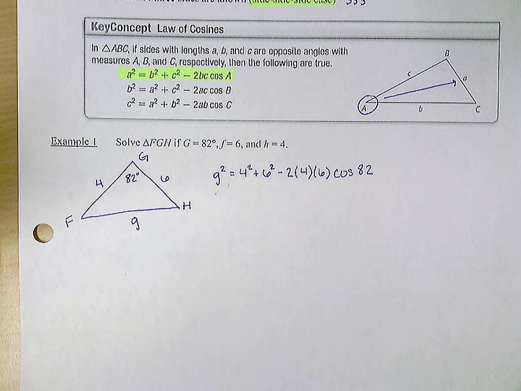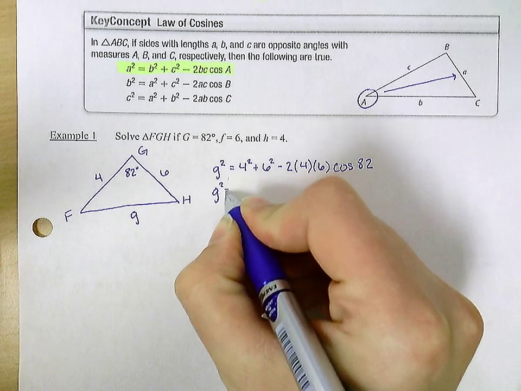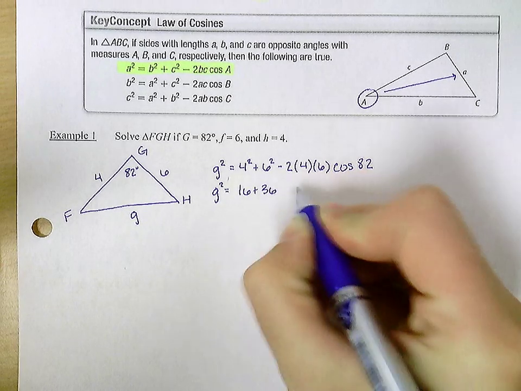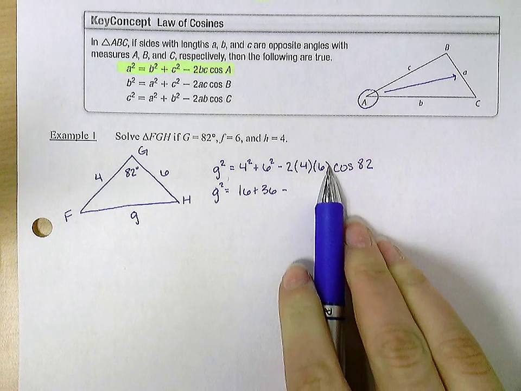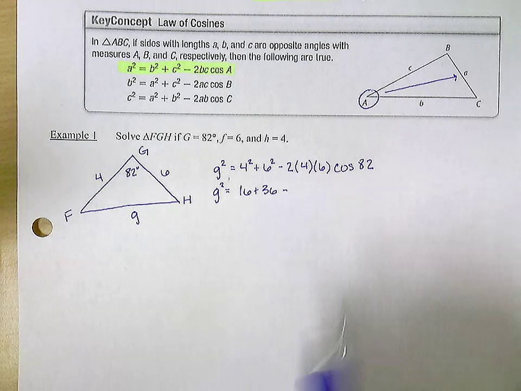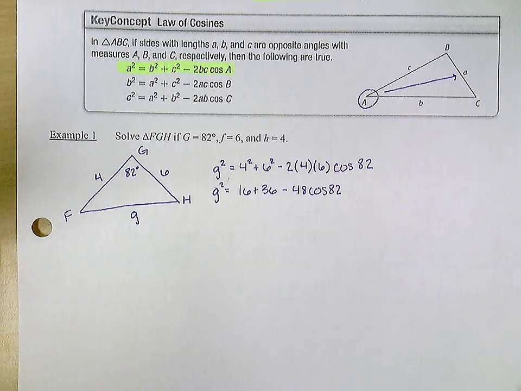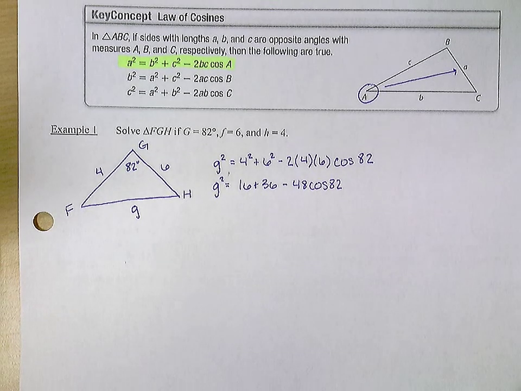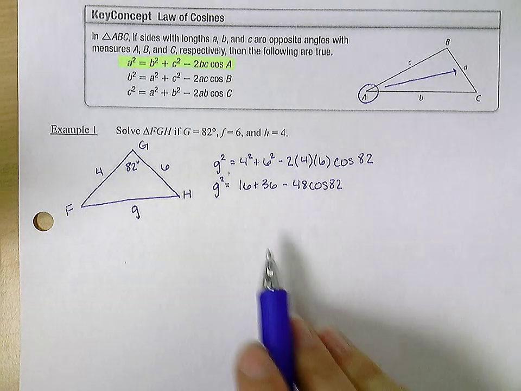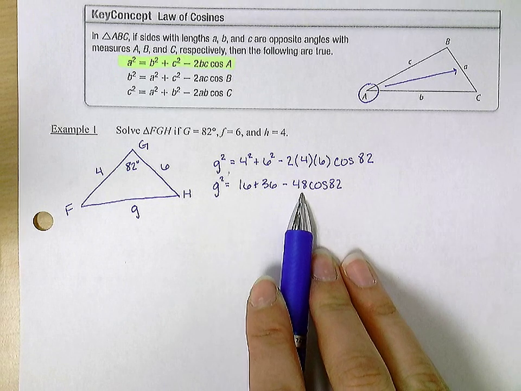Do you understand how I set that up? From here I'm just going to simplify. So I have g squared is equal to 16 plus 36 minus, I can multiply all three of these numbers together here. So 2 times 4 times 6 is 48. Now you do have to be careful with this. I can add these two together, but I cannot subtract 48 from that.